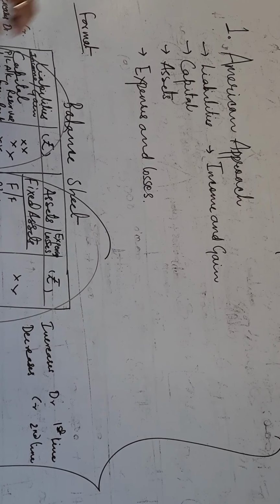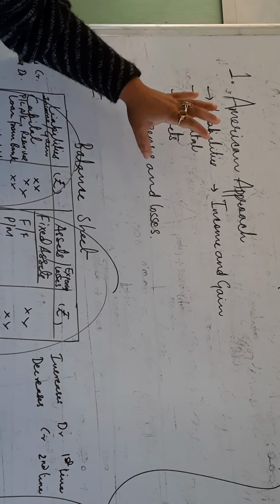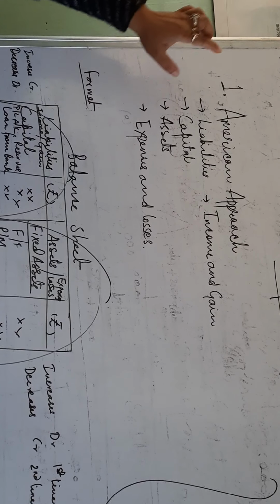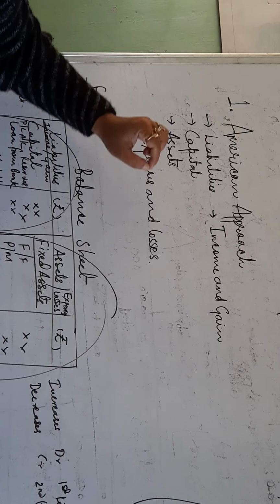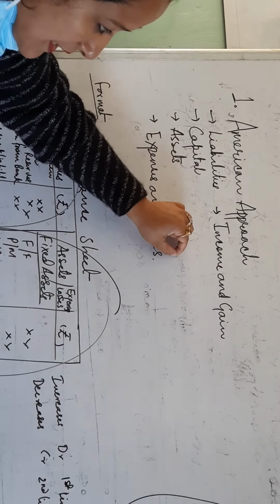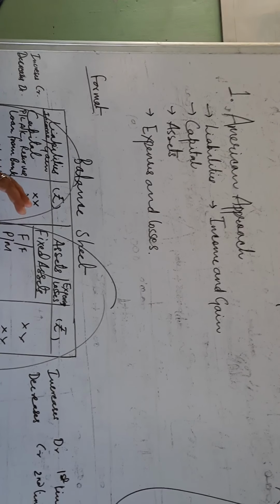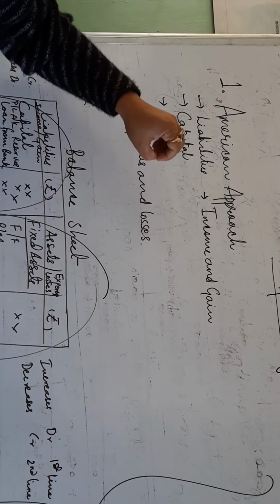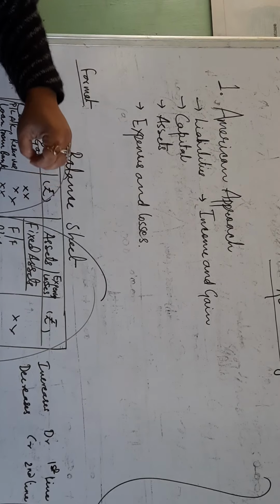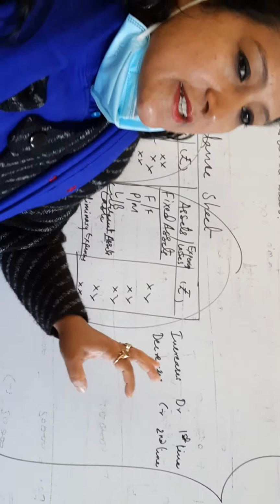So if we follow the American approach for recording the transaction, then we need to consider in our mind at least 5 factors, 5 points which are very important. See, we need to categorize and identify whether the item is liabilities or income and gain or capital or asset or expenses and losses. Okay. So after identifying in which category the item falls, then only we can understand whether it will come in the first line or in the second line.